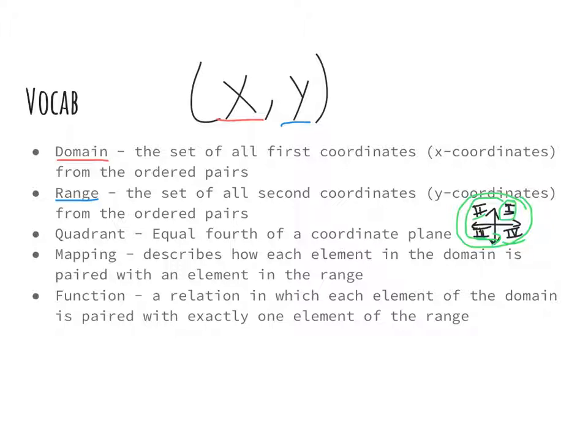Mapping describes how each element in the domain is paired with an element in the range, so it tells you how x gets to y. And finally, a function is a relation in which each element of the domain is paired with exactly one element of the range. So each x only has one y that goes with it.